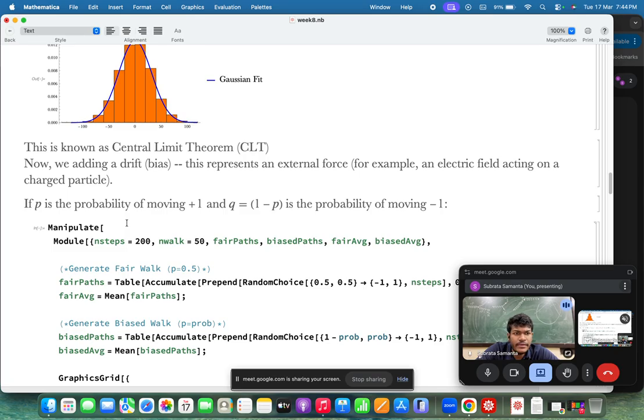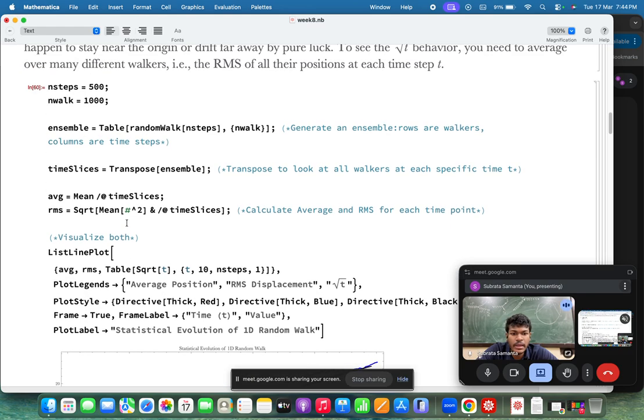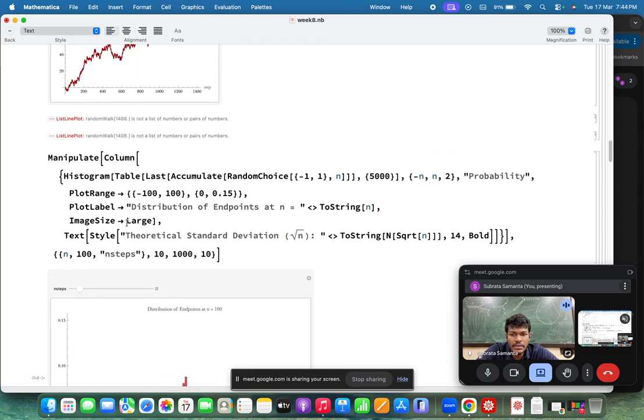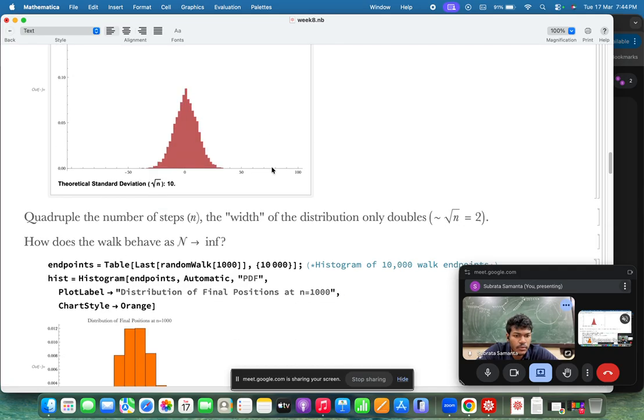So, now we are adding a drift, or bias, and this represents an external force. For example, an electric field acting on a charged particle. Initially I chose a random process where I get plus 1 or minus 1, both with equal probability, half and half. For this case we see that the mean is 0 and the standard deviation is basically square root of n.